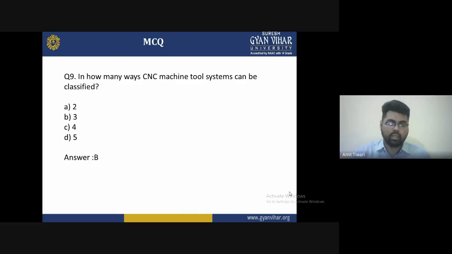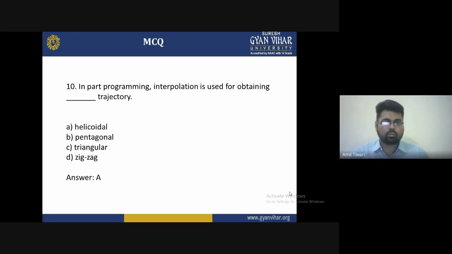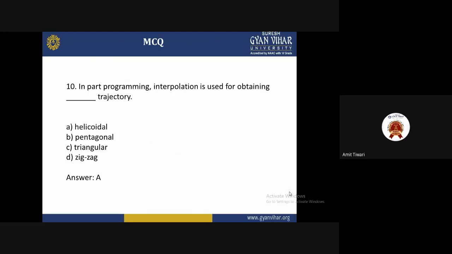Question number 9: in how many ways can a CNC machine tool system be classified? The options are 2, 3, 4, 5, and the answer is B, 3. So in 3 ways a CNC machine tool system can be classified. And the 10th question: in part programming, interpolation is used for obtaining which trajectory? The options are A, helicoidal; B, pentagonal; C, triangular; and D, zigzag. The correct answer is helicoidal. In part programming, interpolation is used to obtain helicoidal trajectories.